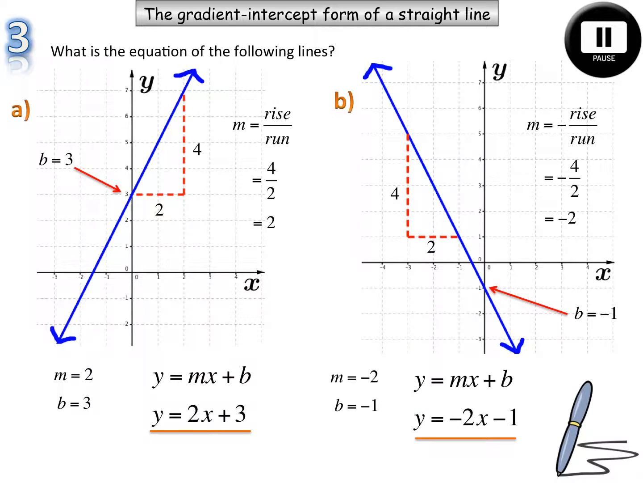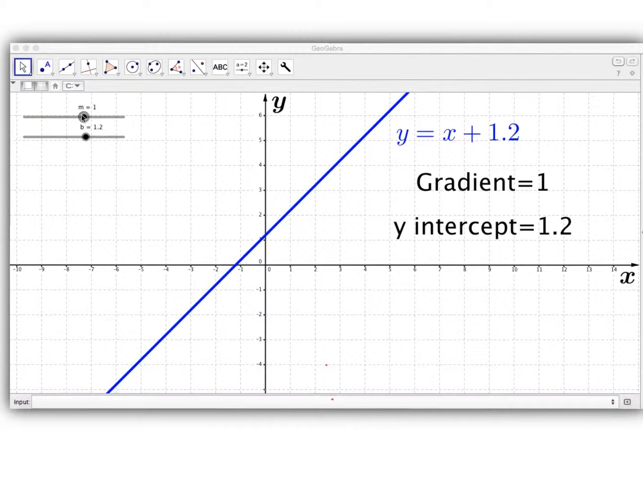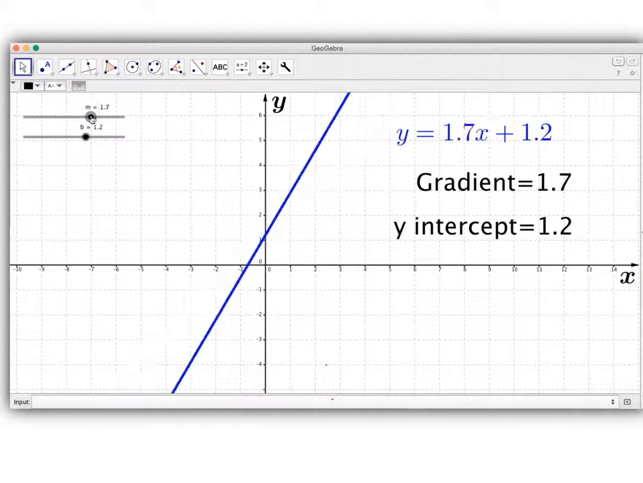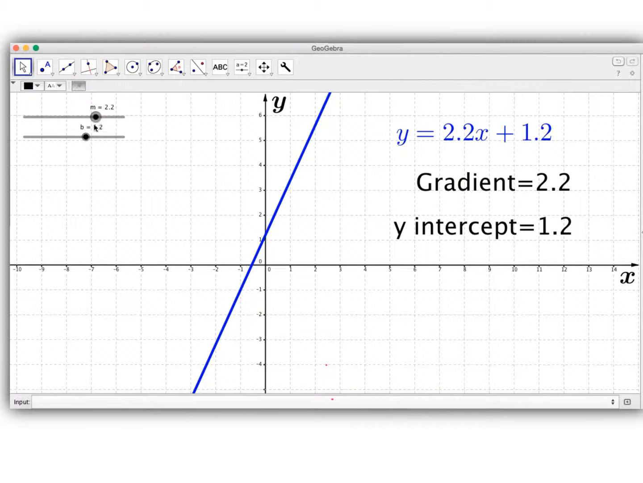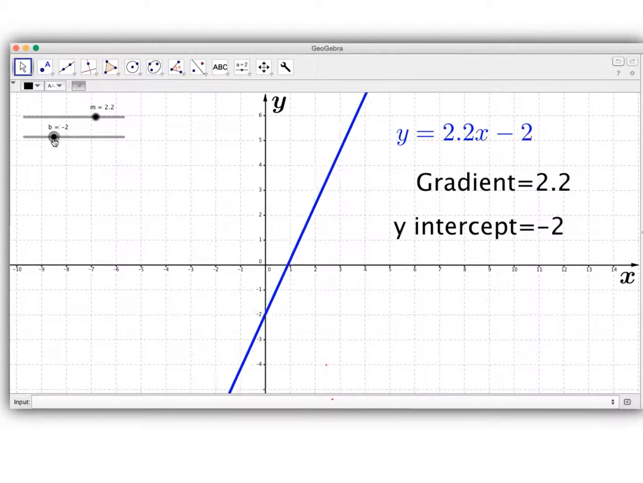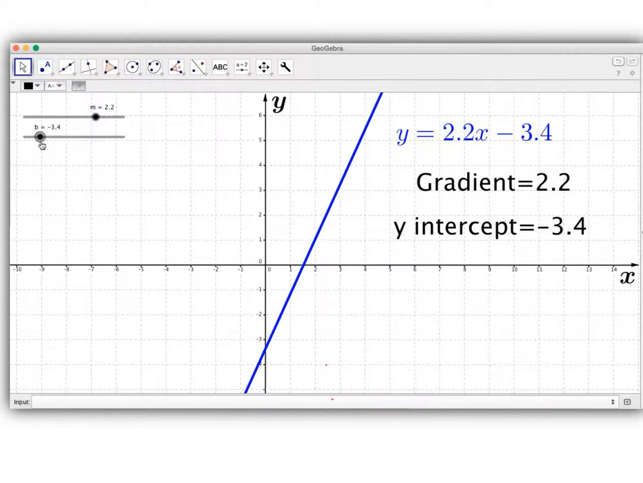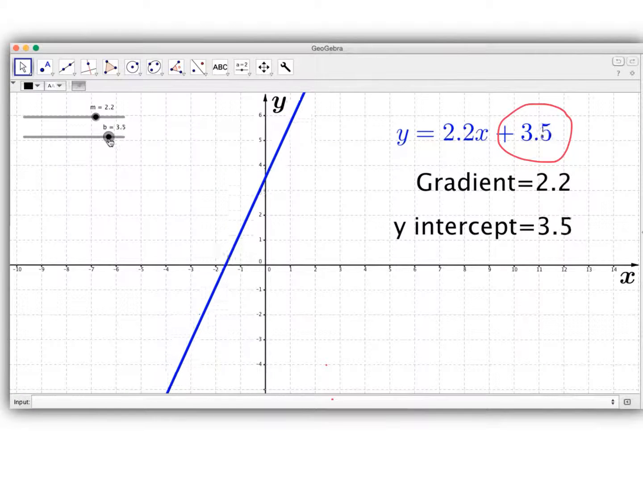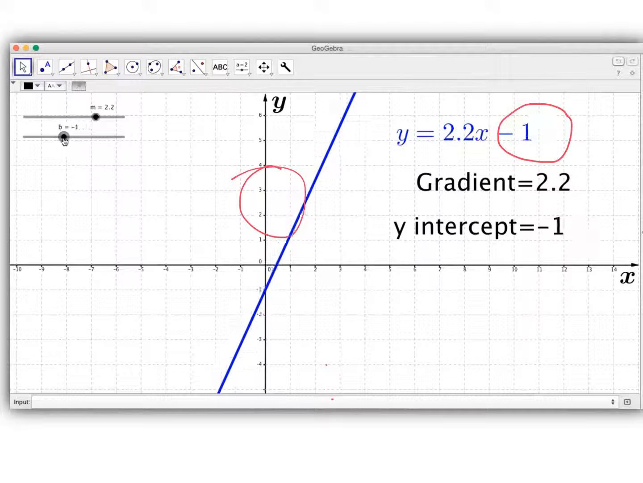So we've looked at finding the equation through the gradient and y-intercept given to you. Now we've had a look at looking at a straight line and finding out what the equation is. Okay, so just through this video, you can see that as you change the gradient, the steepness changes as well. And if you move the y-intercept, you'll notice that this value changes, that's the y-intercept, and you notice where it crosses the vertical axis.